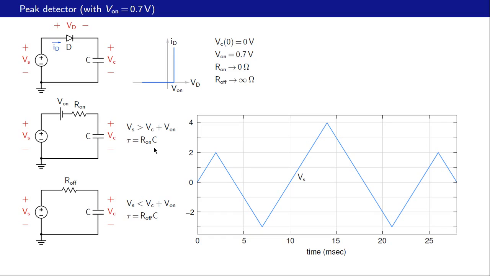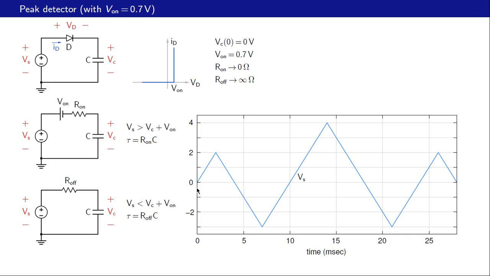And as we have seen before, this is a very small time because R on is a very small resistance, ideally 0. And if Vs is less than Vc plus V on, then the diode does not conduct, and we have then this circuit representing the original circuit, and tau is R off times C, and since R off is very large, ideally infinite, tau is infinite.